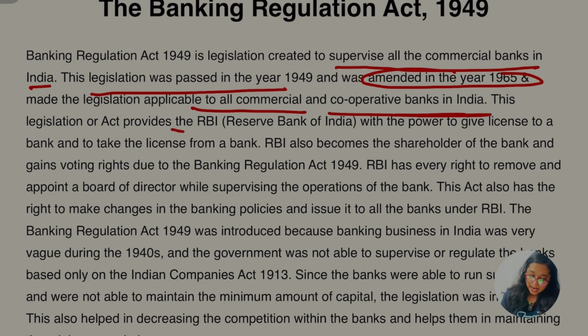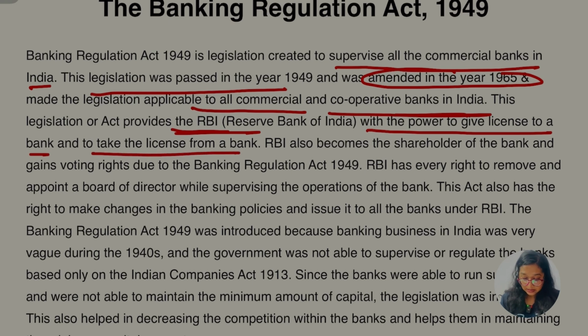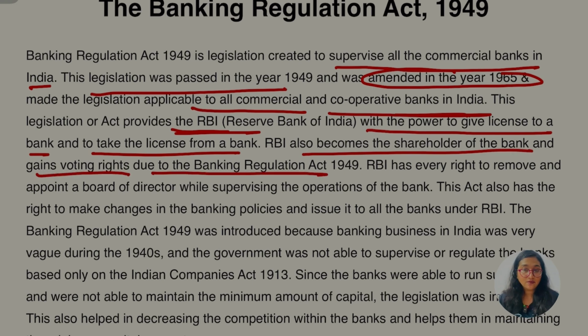This act provides the RBI, Reserve Bank of India, with the power to give a license to a bank and to take the license from a bank. RBI also can become a shareholder of the bank and gain voting rights due to the Banking Regulation Act 1949. As per law and regulation related to the banking sector, we already covered the powers of RBI in the RBI chapter, remember? In this chapter again we are going to read some of the powers.